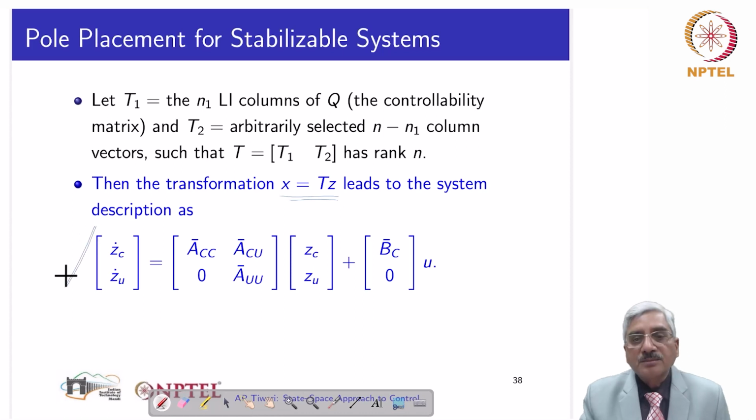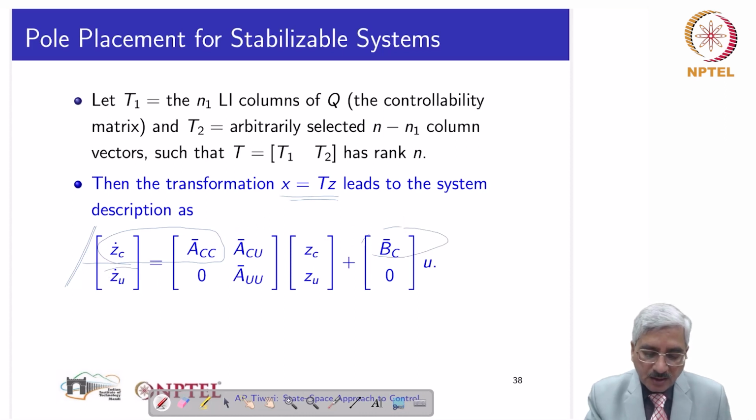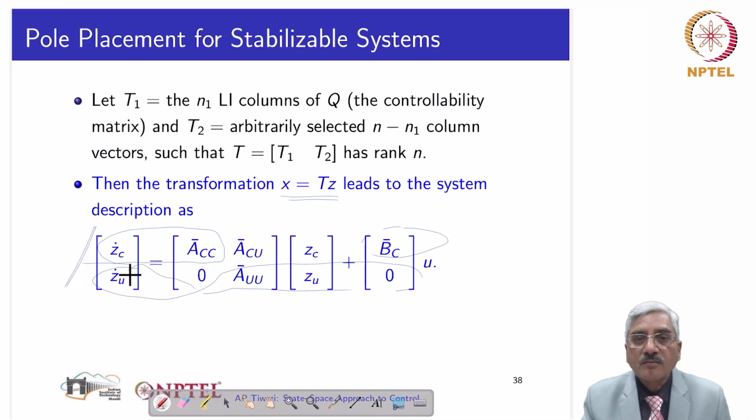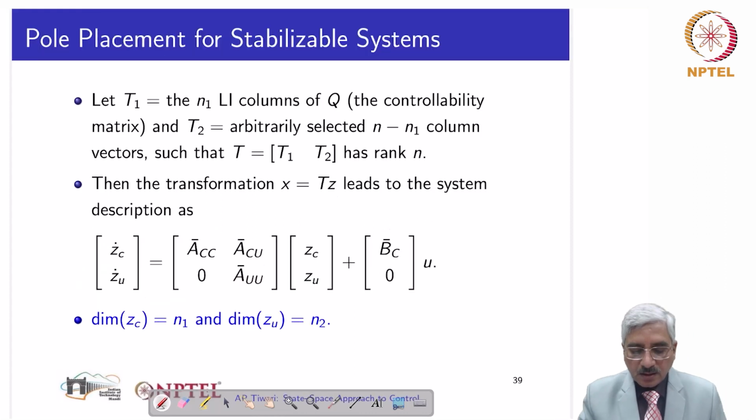we can manipulate the given system to decompose it into a controllable subsystem characterized by this, and an uncontrollable system characterized by this. So the ACC bar, BC bar characterize the controllable subsystem, and AUU bar and 0 here. So AUU bar, an autonomous system, is that uncontrollable system. So we get the decomposed system. The order of the controllable subsystem is N1, and the order of the uncontrollable subsystem is N2.